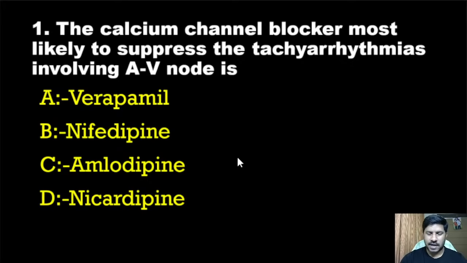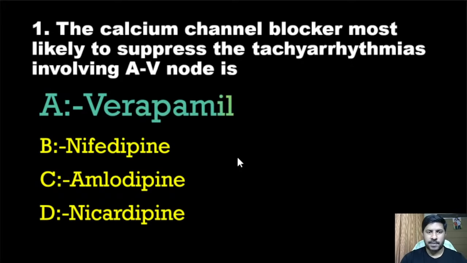So first question answer is verapamil. Verapamil is most likely to suppress the tachyarrhythmias involving AV node. I will give you a brief explanation about calcium channel blockers. Calcium channel blockers are medications used to lower the blood pressure, or used for the treatment of hypertension.